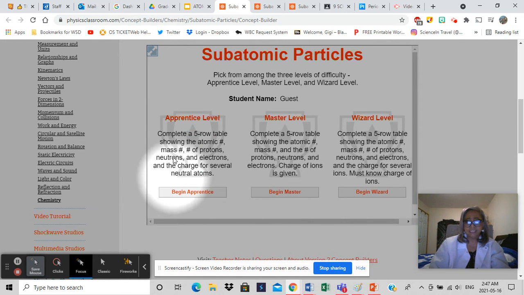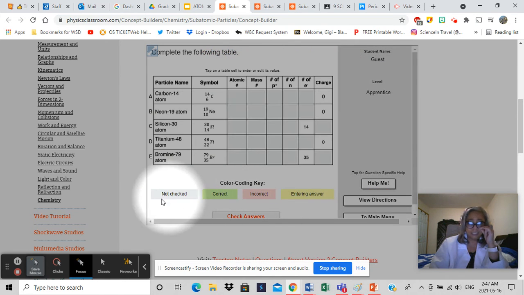Let's start with the basic, or the apprentice level. And after you're done with this, then you move on to the next and the last one. Then maybe give me some feedback, or give me an example of some of the elements that you have encountered along the way. So if I click on this, Begin Apprentice.